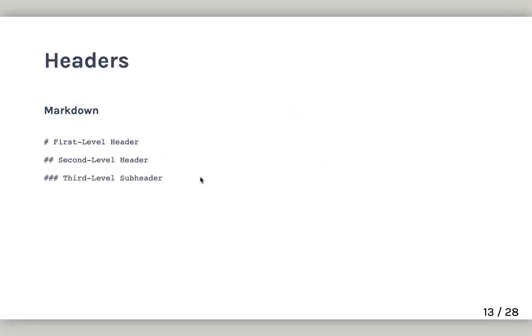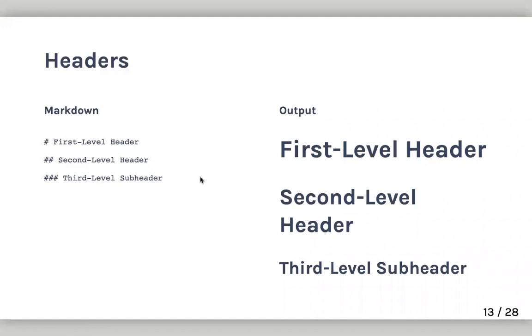In terms of headers, a hashtag and a space will make it a first level header, and 2 hashtags, 3 hashtags will make it a second and third level header. And each header has its own style, how it looks like. You could change that in the background if you want with a CSS file, but originally you can just use this formatting. And they just make it so it looks bigger.